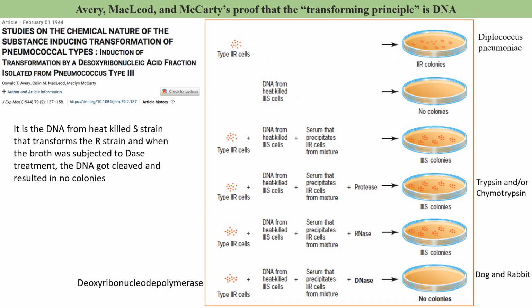Okay, now the next group comes, Avery, Macleod and McCarty, who showed that the transforming principle is DNA. So it was a turning point in the discovery of genetic material. However, it failed to explain the biochemistry of that material.